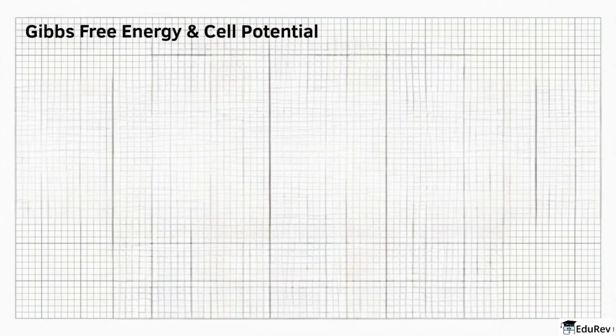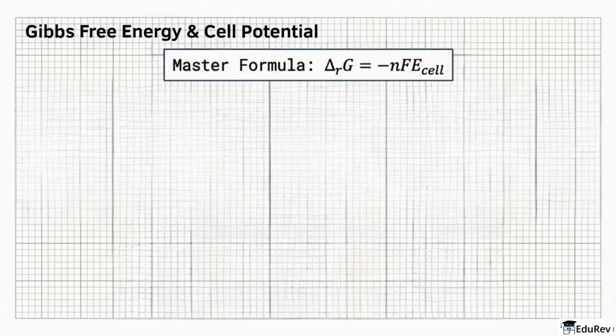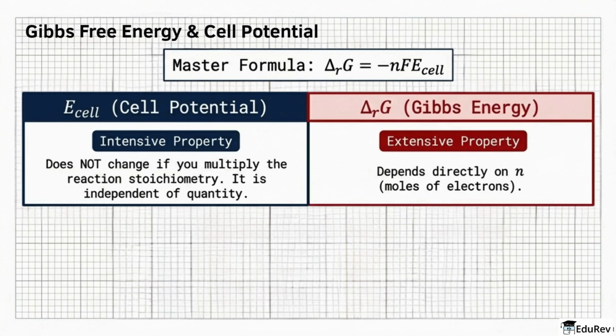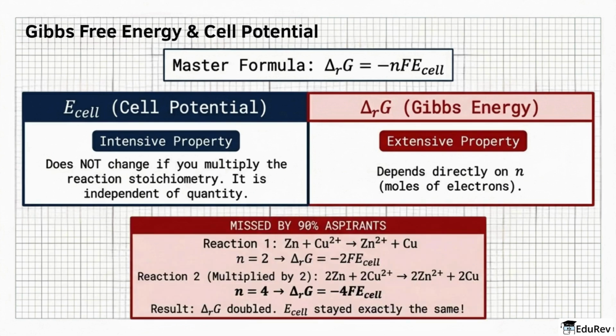The next link is between Gibbs free energy and cell potential. The master relation is delta rG equals negative nF E cell. The slide separates the two properties clearly. E cell is intensive, so it does not change if the reaction is multiplied. Delta rG is extensive, so it depends directly on n, the number of electrons transferred. The example proves the point. Doubling the reaction doubles delta rG, but E cell stays the same.